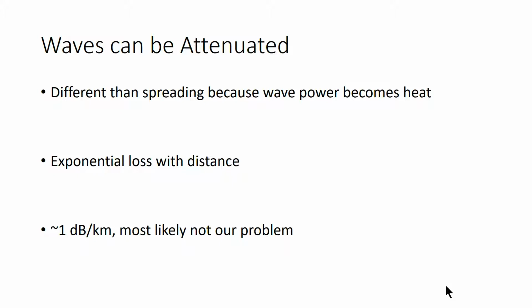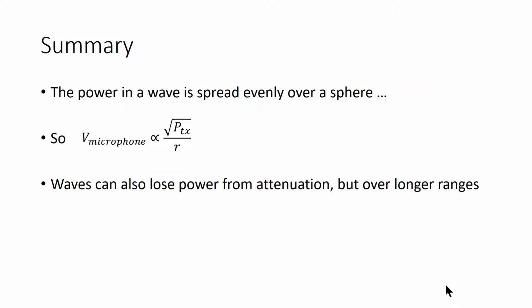And because the ranges we work at are a few meters, this usually isn't a problem for us in the 80. So in summary, the major takeaways from this video are that the power in a wave is spread out evenly over a sphere, which means that the voltage at your microphone is proportional to the square root of the transmit power and inversely proportional to range, to the distance you are away from the transmitter. Also, waves can lose power from attenuation, but sound waves in water usually lose that over longer ranges than we care about in the 80.